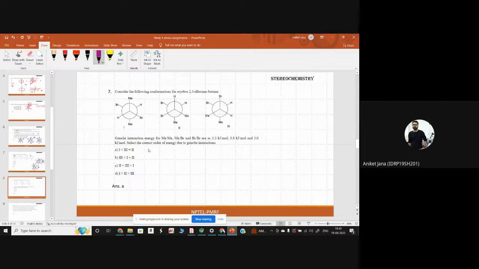Okay, now tell me, in case of question 7, consider the following conformation of erythro 2,3-dibromobutane. Have you guys solved this? Here some gauge interactions are given, like for methyl-methyl, methyl-bromine, and bromine-bromine. So we have to choose the right option. Just tell me which one is the right option. What do you think?